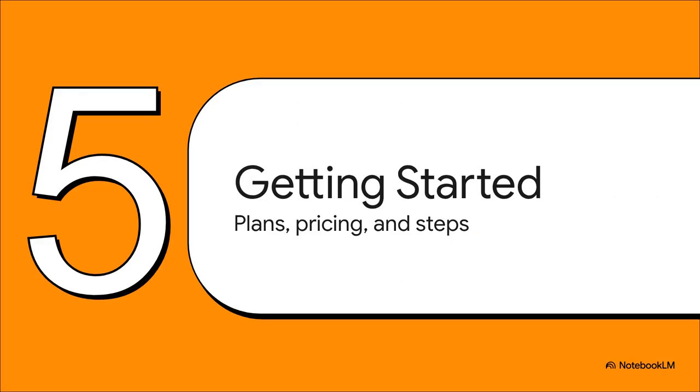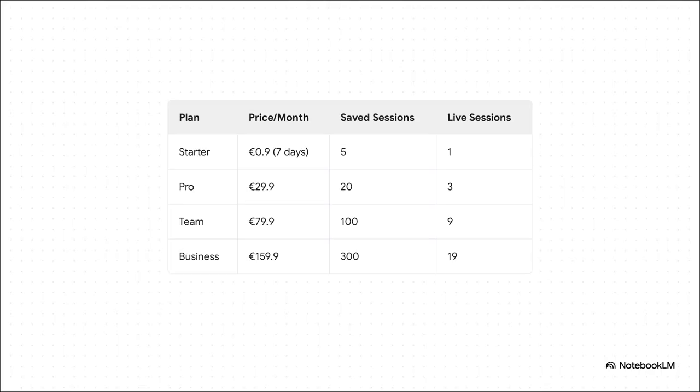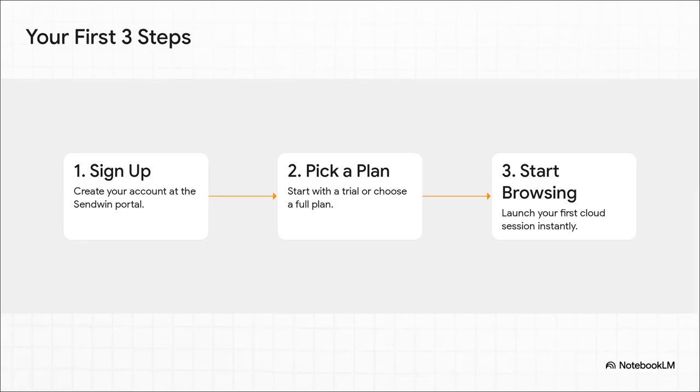All right, so if you're thinking, wow, my team could really use this, let's talk about getting started. It's super straightforward. So here's a look at the plans. They're tiered based on what you need, mostly how many sessions you want to save and how many you need to run at the same time. You can see there's a really cheap 7-day starter plan just to test the waters. Then you've got the Pro plan, which is the most popular, a team plan for when you're growing, and a business plan with more advanced features. Pretty clear.